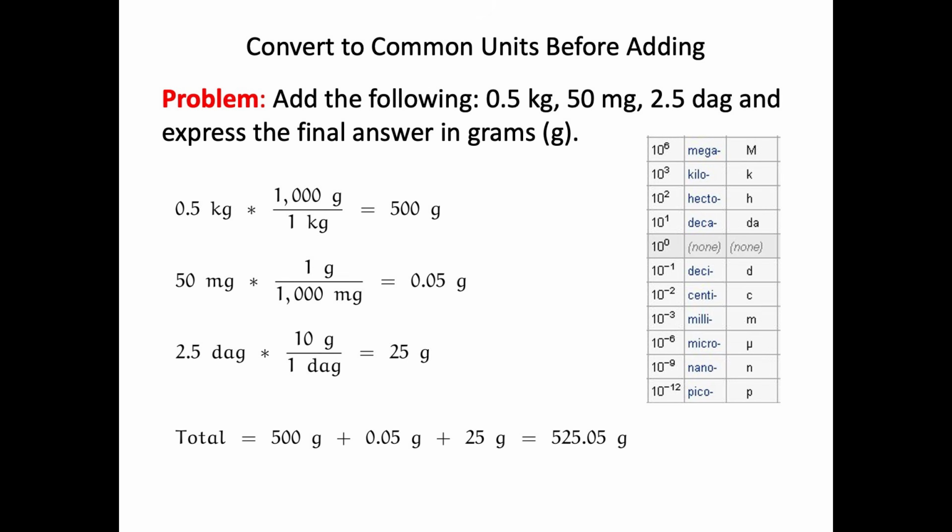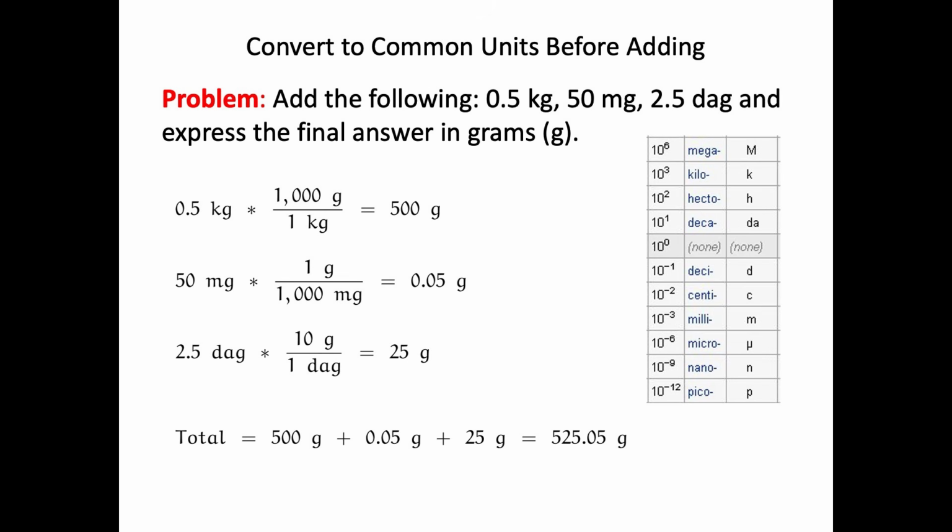So I set that up, and I need to multiply that by a conversion factor. I need to convert from kilograms to grams. So I go to that table, and I can see that from grams, kilo is greater than, meaning by a factor of 1,000. 10 to the third is 1,000. So there are 1,000 grams for 1 kilogram. Okay, so to go up, you need to multiply grams by 1,000 to get to a kilogram.